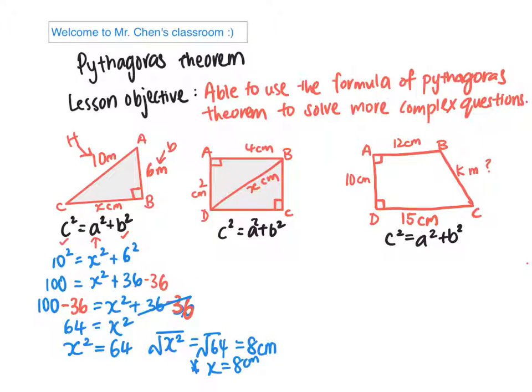So that is done. I want you to take a minute and pause the video and look at the next two questions. Are you able to identify a right angle triangle in there? If you can, that means you are able to solve it with Pythagoras theorem. The first one is yes, you can. That is your right angle triangle right there.